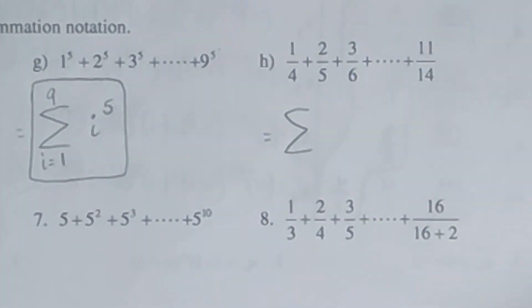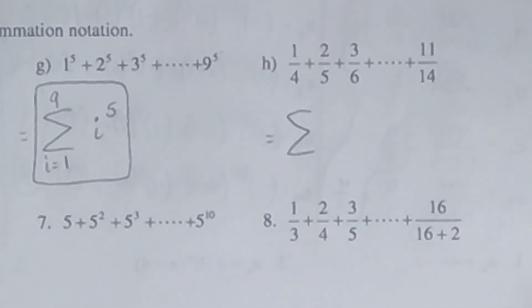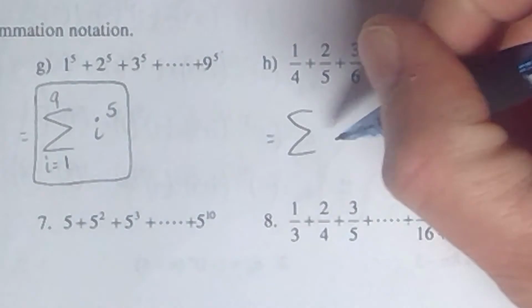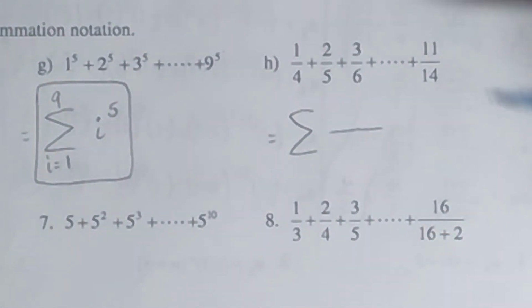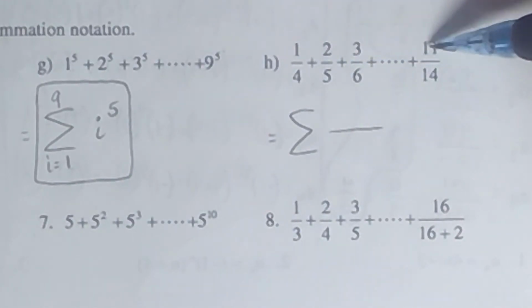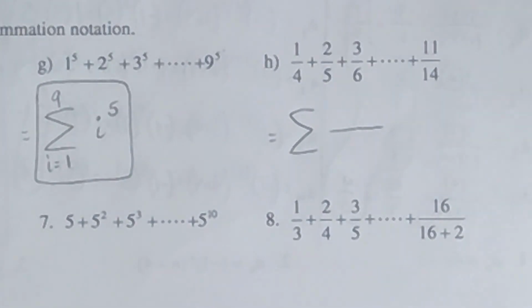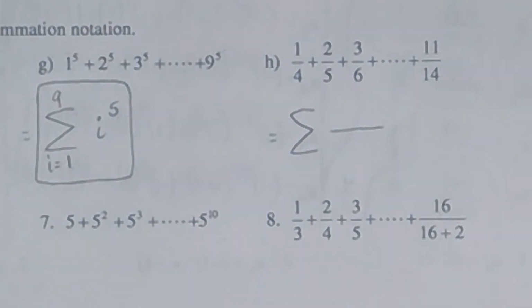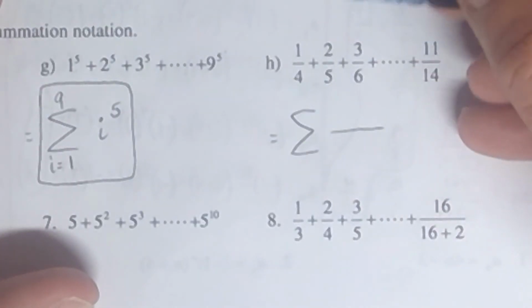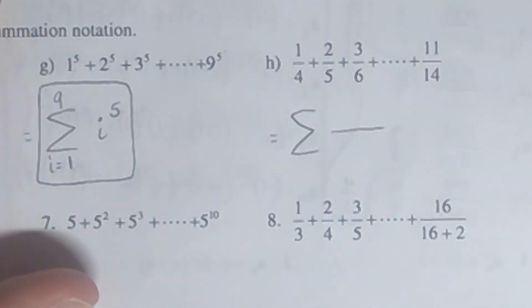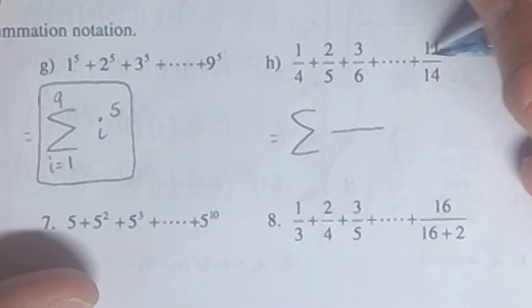When you've got a fraction, what I'd like you to do to make it easier on yourself is split it up into the numerator and denominator separately. You'll notice that both the numerator and the denominator change, so both are going to have a variable in them. But notice that on the top, it's just 1, 2, 3 all the way up to 11.